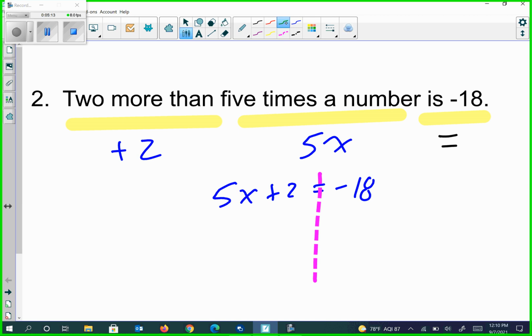Okay, friends, what does it look like maybe we should do next? Subtract 2, because it's a positive 2, so I'm going to do the opposite of that. So I'm going to get 5x equals negative 20. Next, divide each side by 5. The reason I'm dividing is 5 and x are being multiplied together.